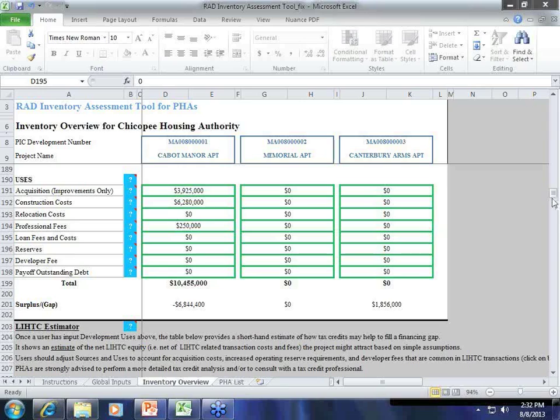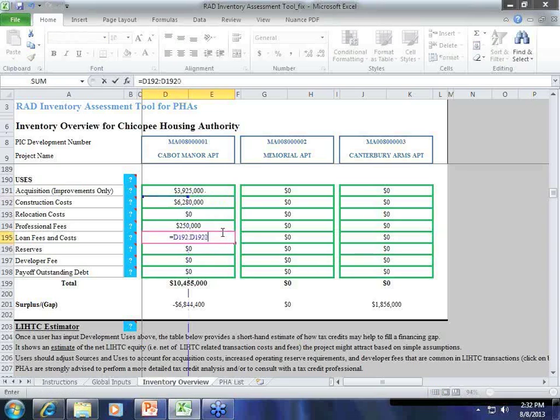But 250 is what should be in the actual uses line. Okay, it's in. Thanks. Then on loan fees and costs, typically I would go up to the construction cost line just above and multiply that line times 1% plus your interest rate.